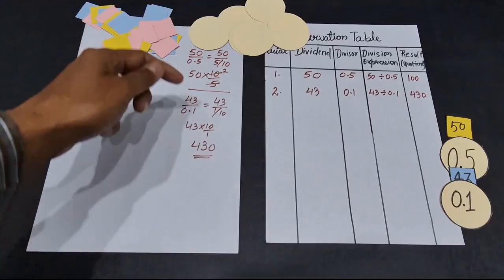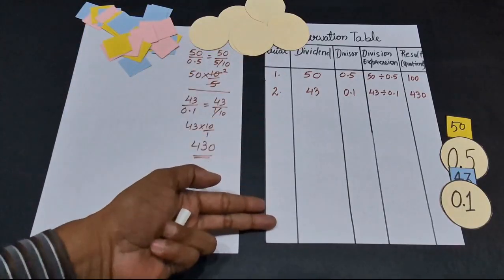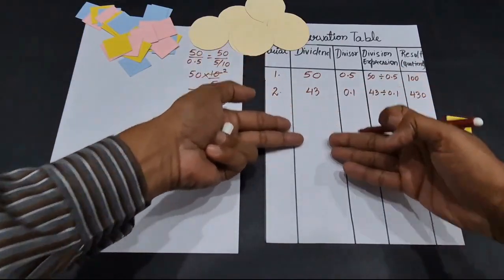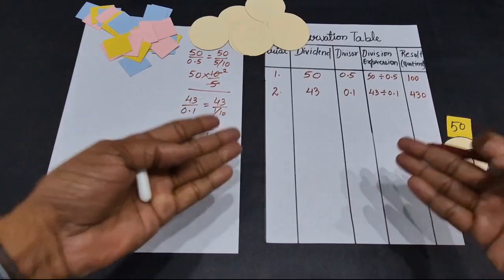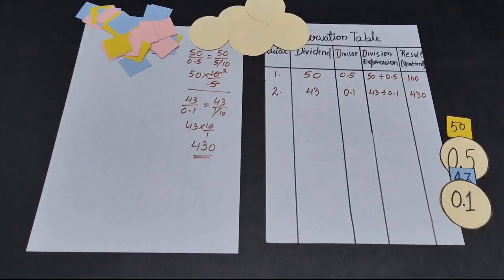Now the students are advised to repeat this activity at least 7 to 8 times so that various dividend numbers and various decimal divisors can be practiced, and that will complete your activity on division of a whole number by a decimal.